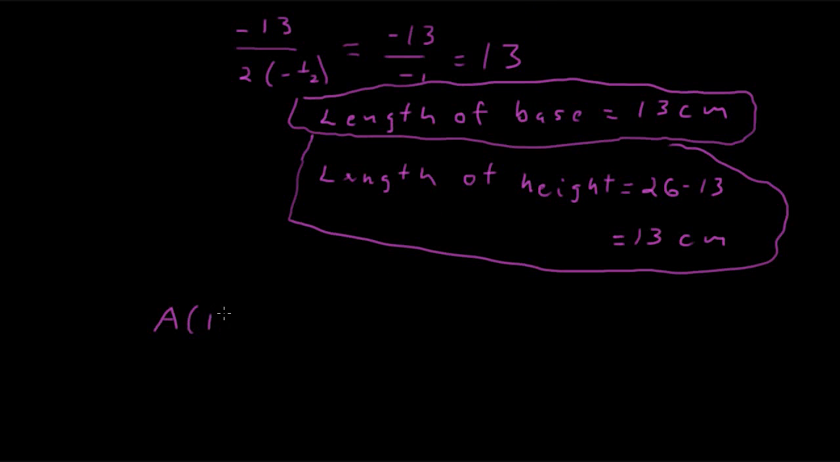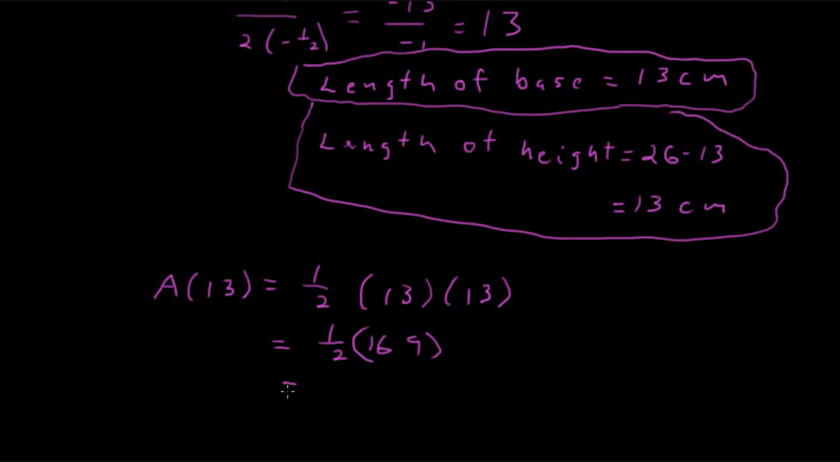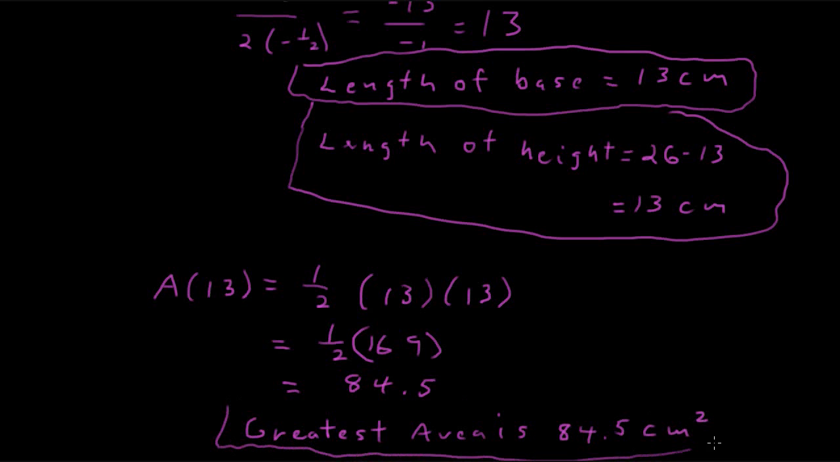To find the maximum area, we can just replace x with 13, and 1/2 base times height is 1/2 times 13 times 13, and 13 times 13 is 169. What is 1/2 of 169? That is, I believe, 84.5. So 84.5 will be the greatest area. The greatest area is 84.5, and that's in centimeters squared.